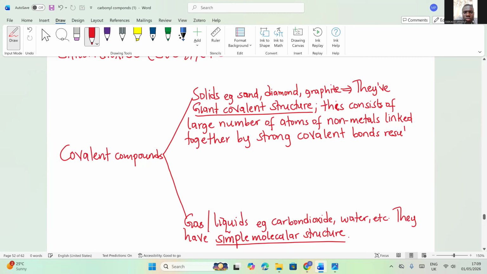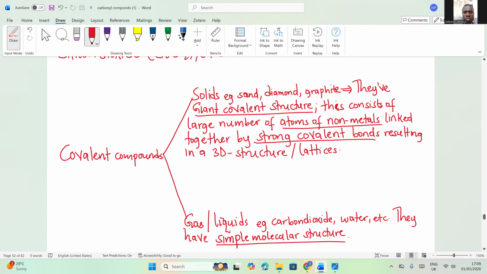resulting in a three-dimensional structure or lattice. What are the key points? The giant covalent structure is made up of atoms of nonmetals. I repeat, the giant covalent structure is made up of atoms of nonmetals linked together by strong covalent bonds.